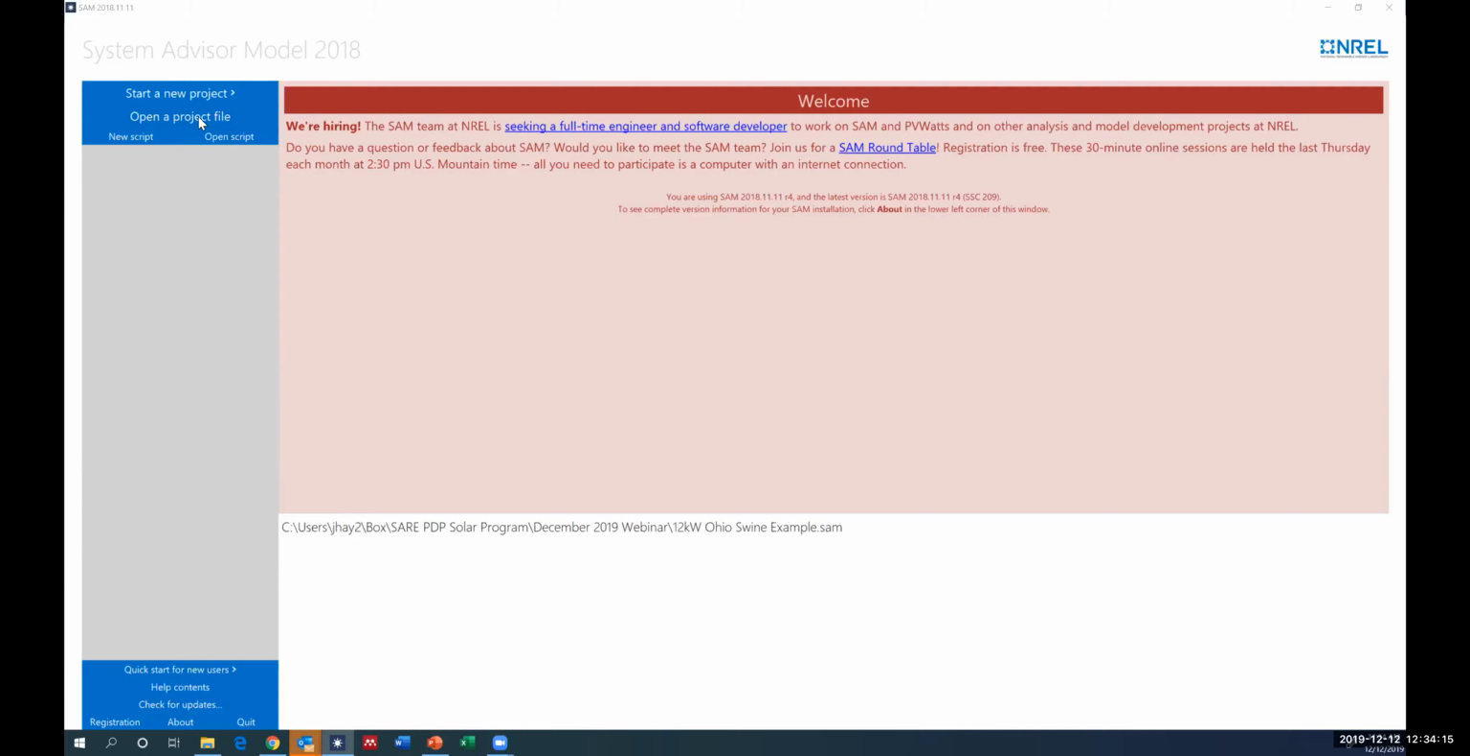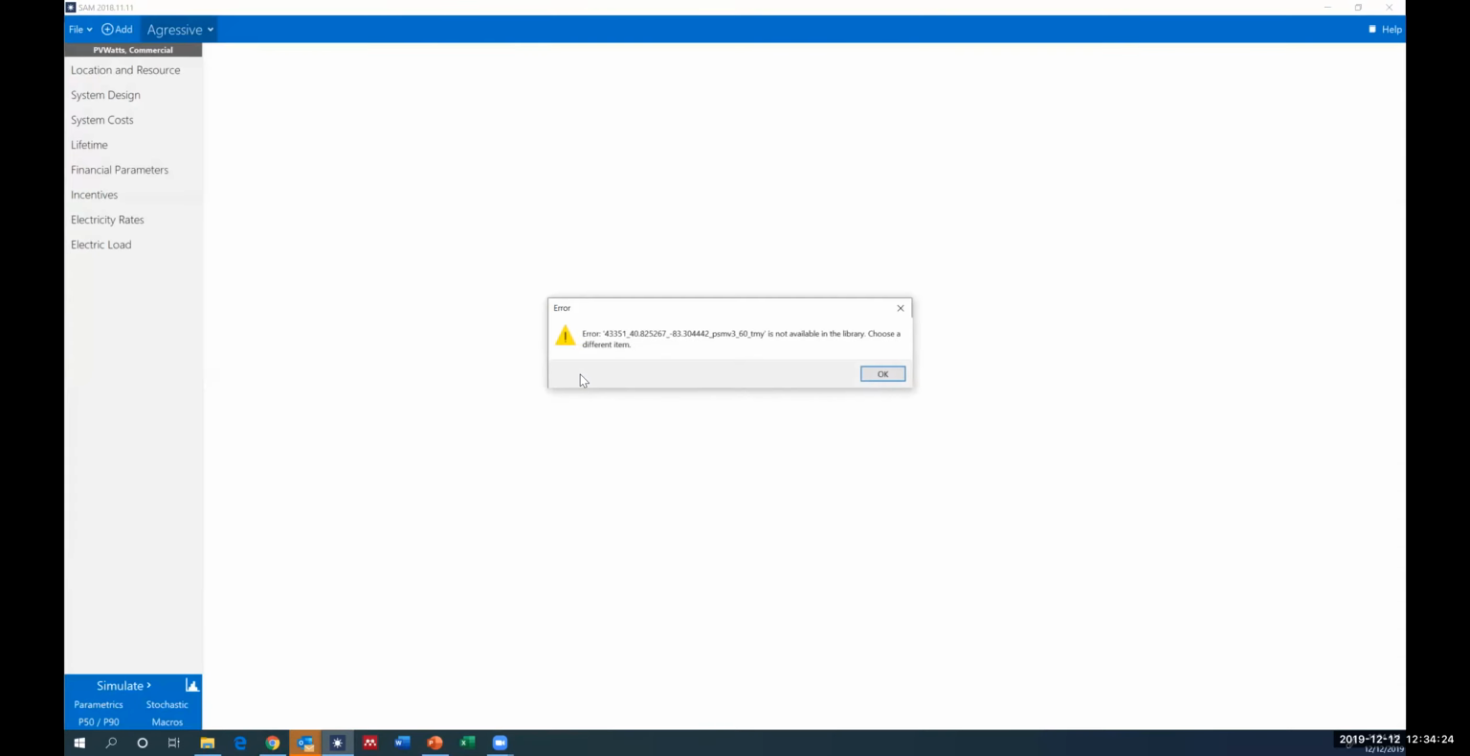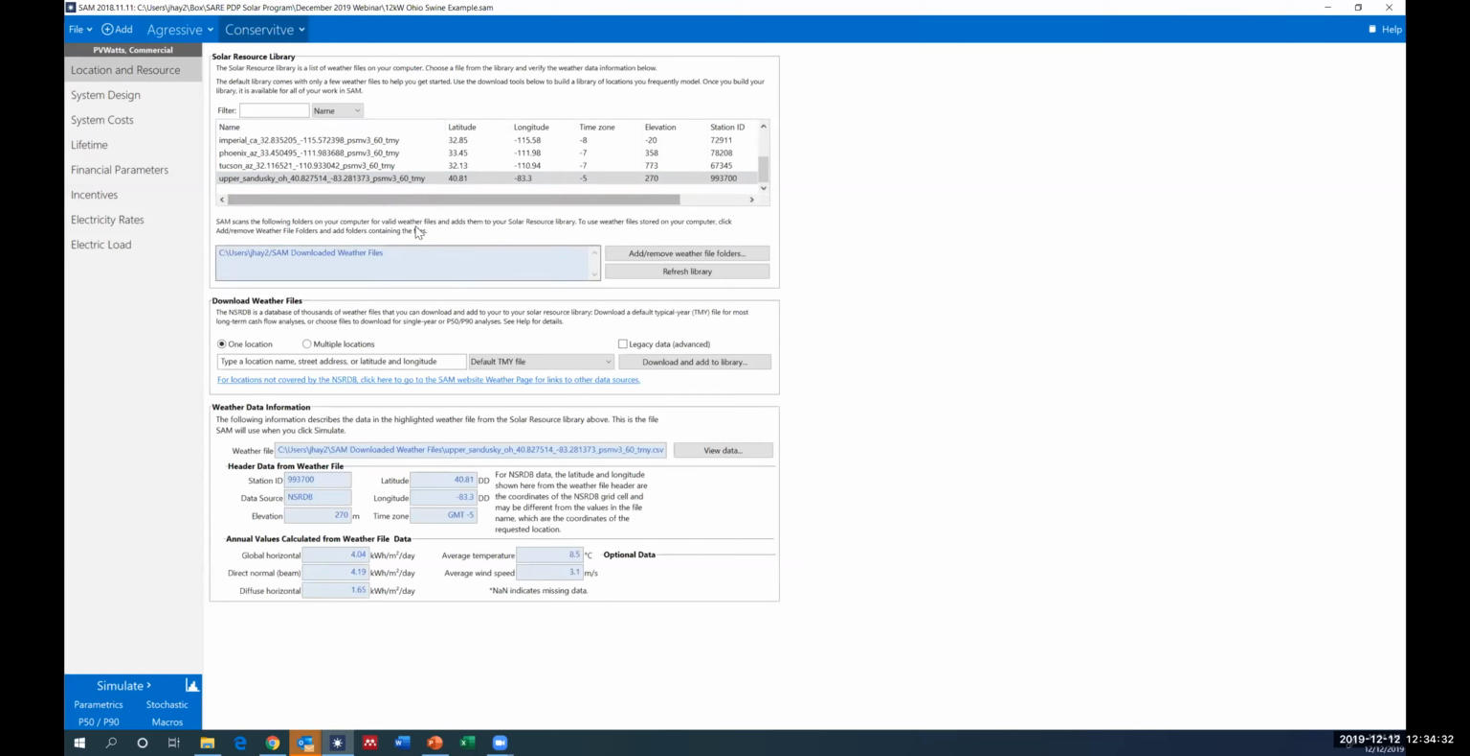We're going to open a project file, the one that we ran last week, which is our Ohio swine barn case study. It's giving me an error about the weather data. I'm not quite sure why it does that sometimes; recently they've had some error messages with weather data. It hasn't caused too much of a problem, and the Upper Sandusky, Ohio weather data is still there and should be working fine. I checked it earlier. Remember that we ran 2 examples last week, an aggressive example and a conservative example. We're going to mainly stay with the conservative example this time. It's our realistic run of what could happen.